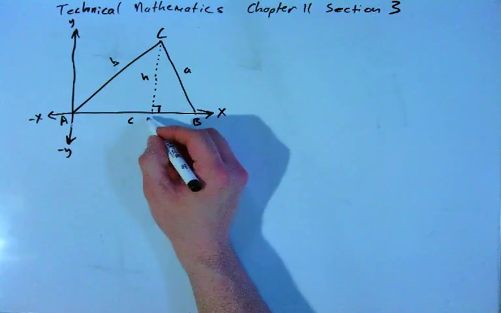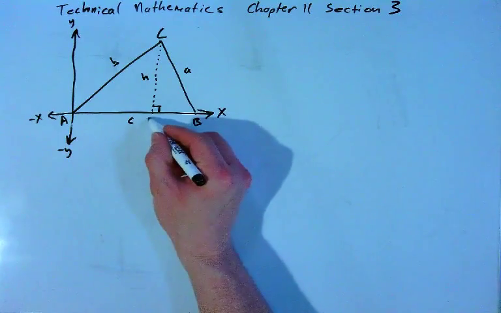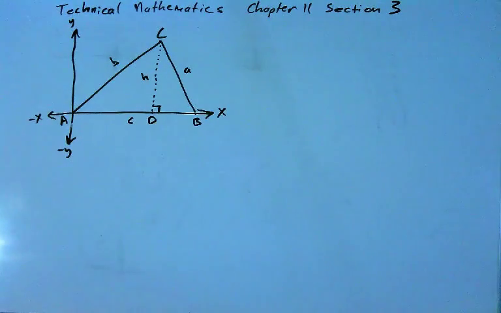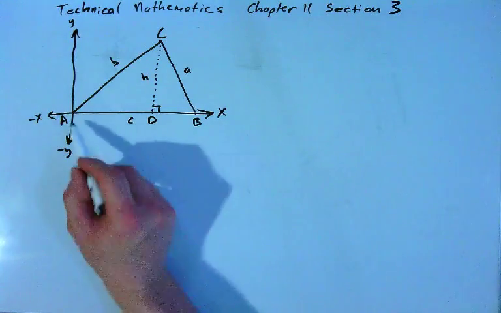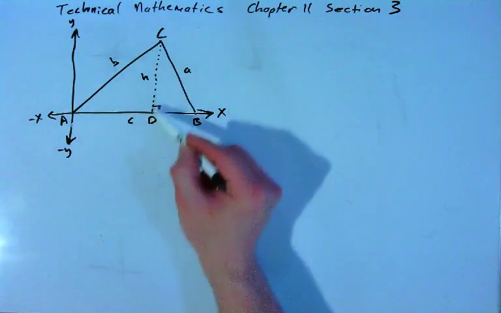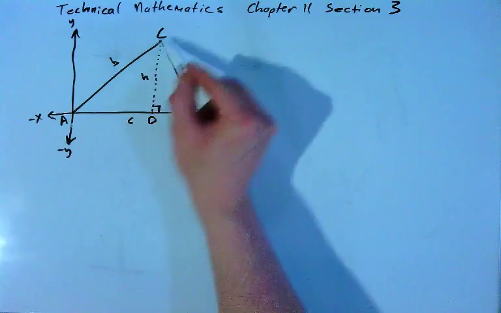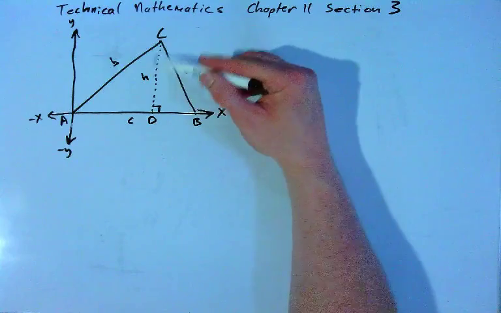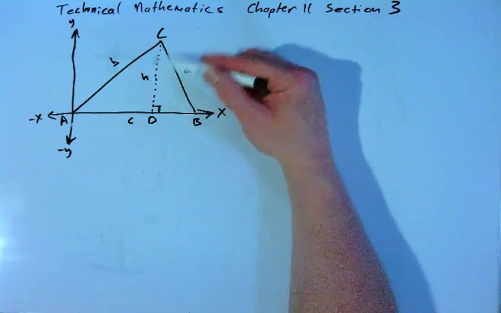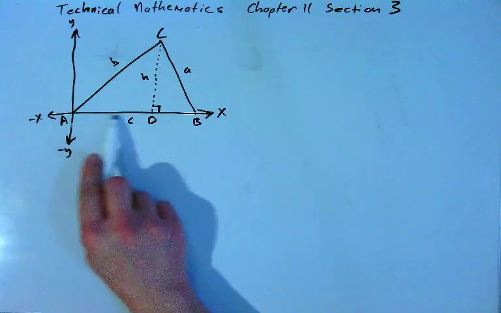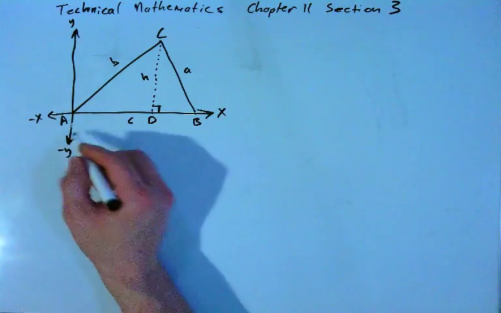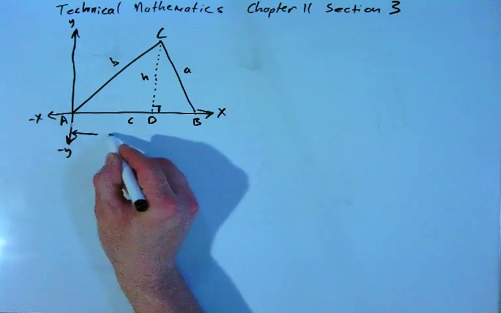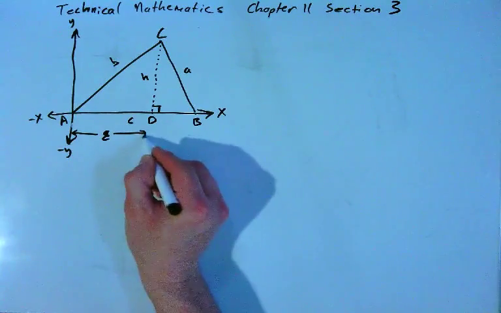Let's call this point right here point D. D is the point where the right angle is for each of these two triangles. And so I know that the hypotenuse of this triangle is B. Whatever the length of B is, that's the length of the hypotenuse. I know that the length of this leg of the right triangle is the height, or H, but I don't quite know what the length of this side is yet. I'm going to call it G.